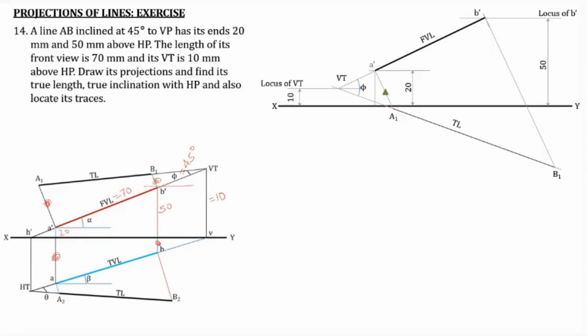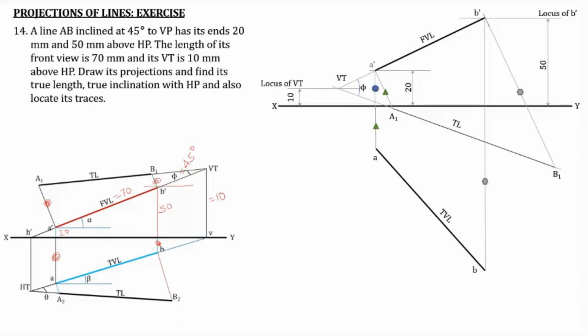Then the distance of A dash from A1 is marked, and that particular distance is marked below the XY line on the projector for A dash, and the point A is obtained. Similarly, the same B dash B1 distance is marked below the XY line in the projector through B dash, and the point B is obtained. So then join A and B, and A and B will give you the top view.